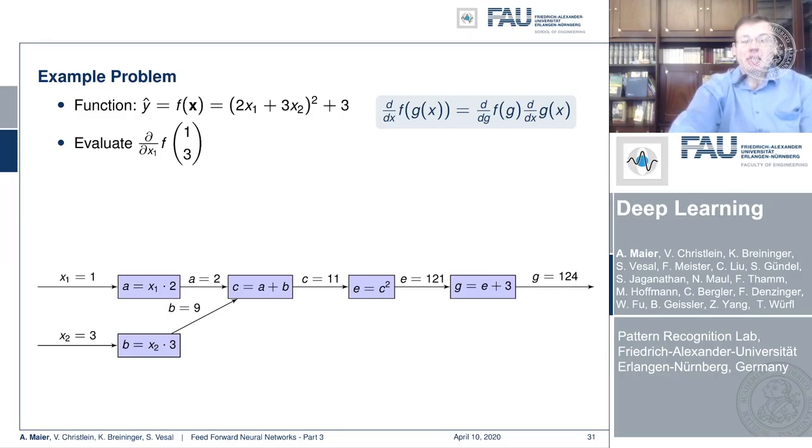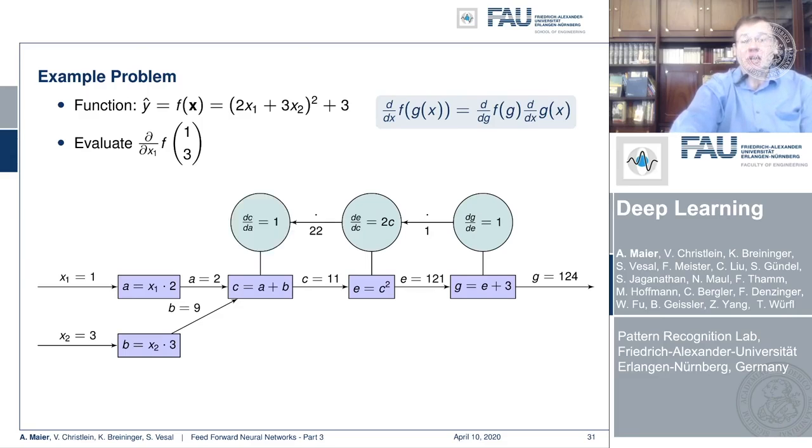Okay, now we need to backpropagate. So we see that the partial derivative of G with respect to E is 1. So we can compute that. This is going to be 1, times the other partial derivatives. And now we need the partial derivative of E with respect to C. That's going to be 2C. With C being 11, this evaluates to 22.